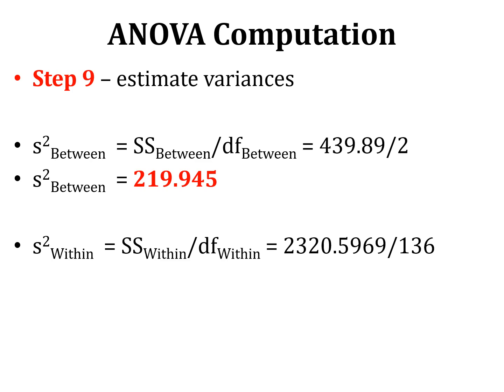Then we have to calculate the next variance, which is the variance within, and for that purpose we are going to divide the sum of squares within by the degrees of freedom within, which in this case is 2320.5969 divided by 136, and the variance within is 17.0632, right? So here you can see that between variance is greater than within variance.